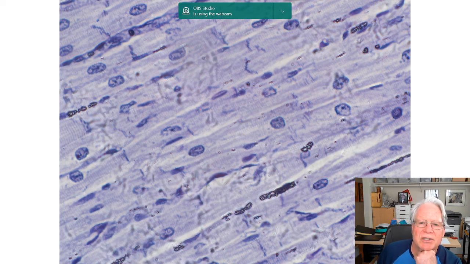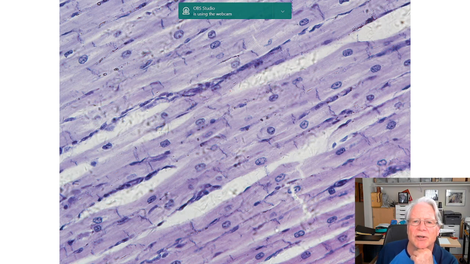So we can see the striations in this image. We have a centrally located nucleus, and these dark lines that you see right here, those represent the intercalated disc. That's where one cardiac muscle cell is connected to another one. Again, centrally located nucleus. We get the striations. They're very light, but you can see that they are there.